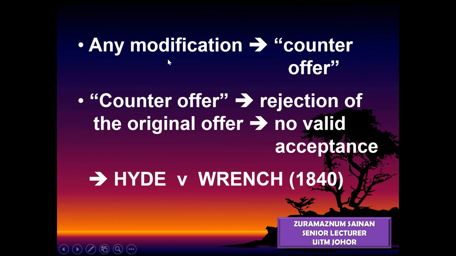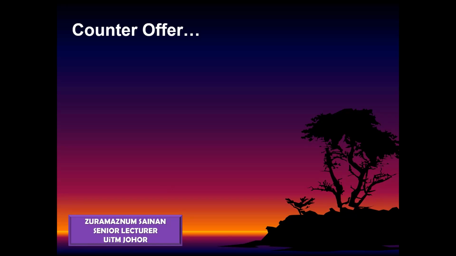Any modification, if you modify the terms of the offer in your acceptance, it means you have made a counter offer. What is the effect of a counter offer? Once you make a counter offer, there is a rejection of the original offer. So there is no valid acceptance, because the condition says your acceptance must be absolute and unqualified. So if you modify the terms of the offer, you are not making a valid acceptance. You may refer to the case of Hyde v Wrench. This is the example of a counter offer.